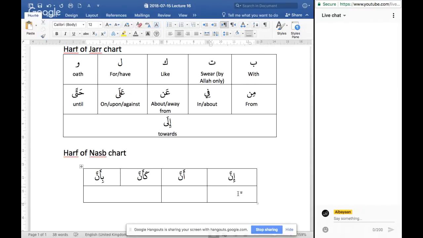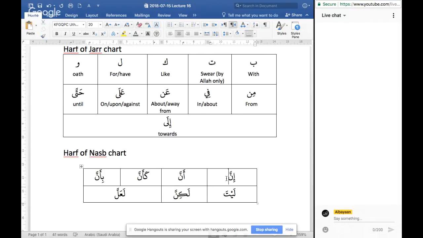Then there was Lakinna, okay? And then we had La'alla. Inna, Anna, Ka Anna, Bi Anna, Laita, Lakinna, La'alla, inshallah.